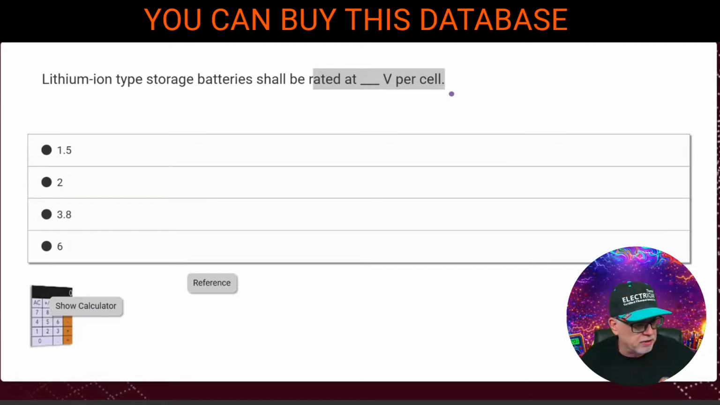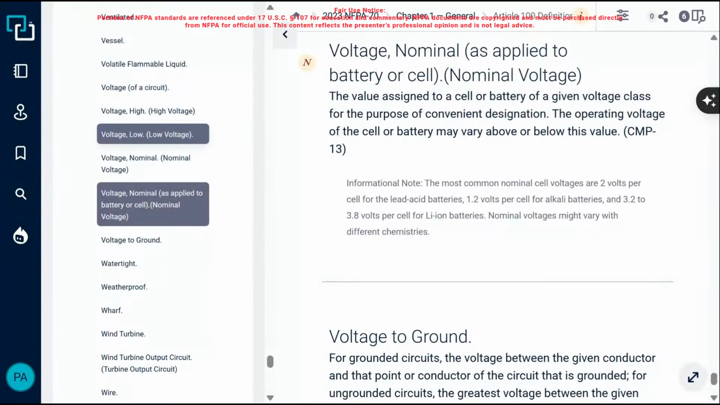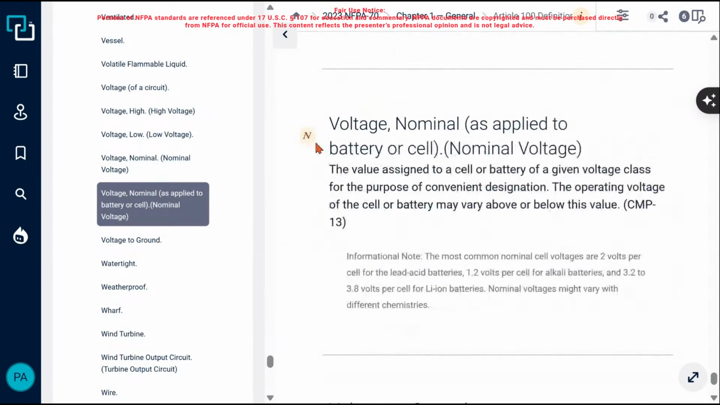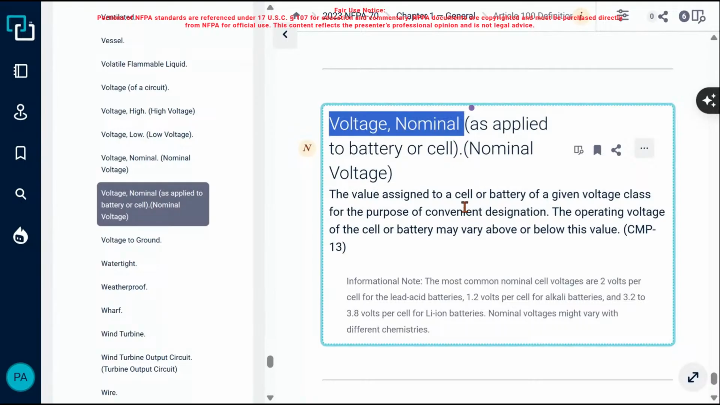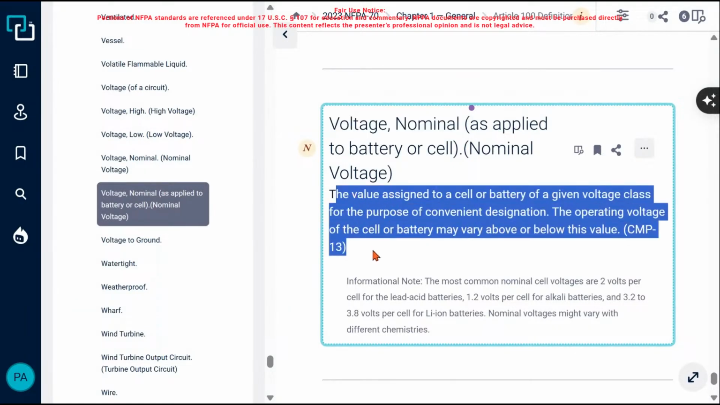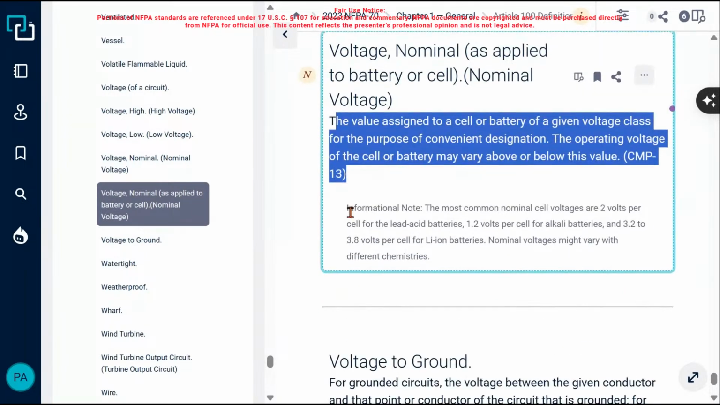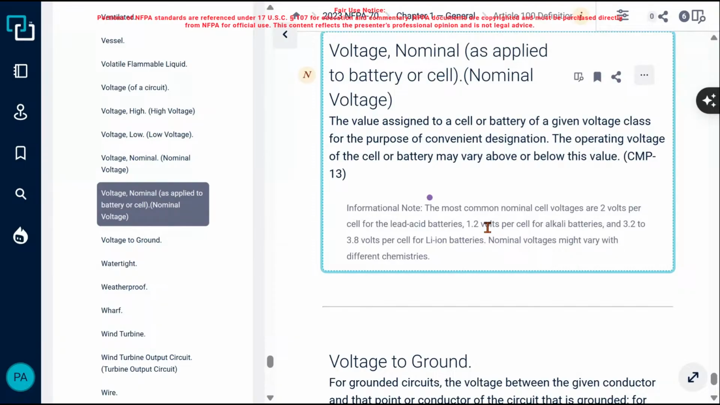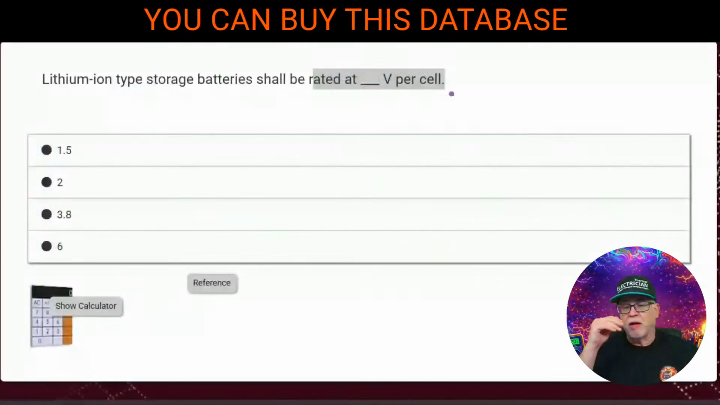So that's what we've got here in Article 100. Here we're at voltage, nominal, as you see right here. And that is it right here. And notice this is new. Notice that it doesn't say anything in here about lithium ion, right? But look at this informational note. You may say, well, I'm not going to have any question about informational notes. Yes, they will. If it's in the code, it could be on an exam. Just like theory is not inside the NEC, but it could very much be on an electrical exam.